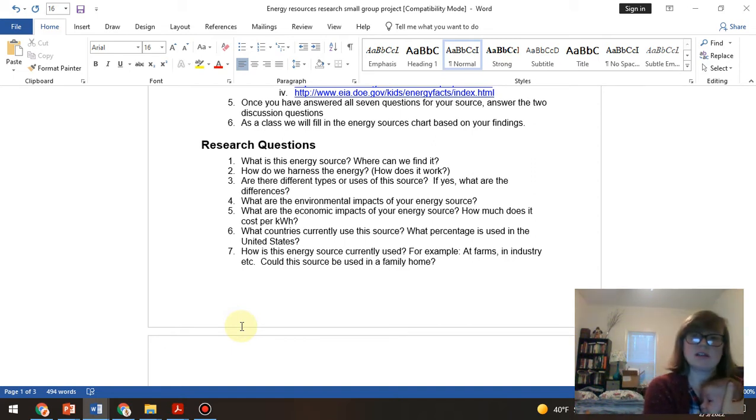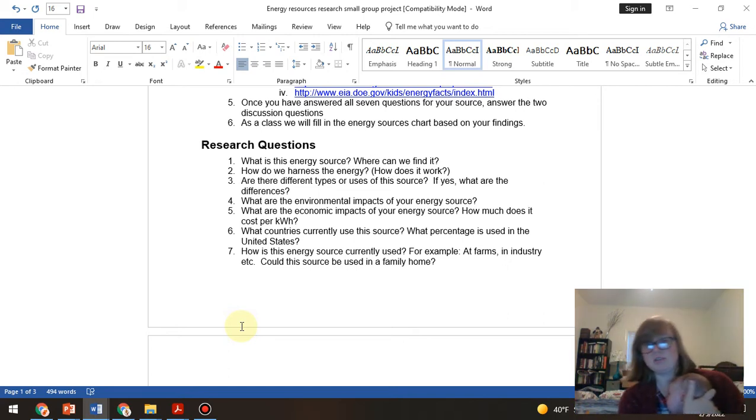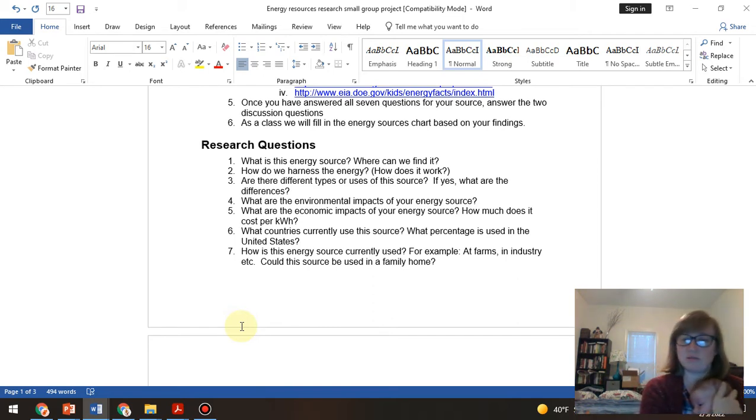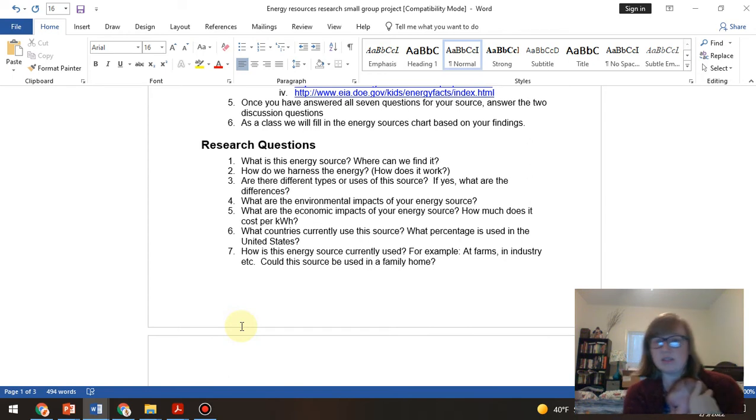What are the environmental impacts of your energy source? What are the economic impacts of your energy source? Like, how much does it cost per kilowatt hour? That's kWh, kilowatt hour. That's how we measure the energy production. What countries use this source? What's the percentage used in the United States?